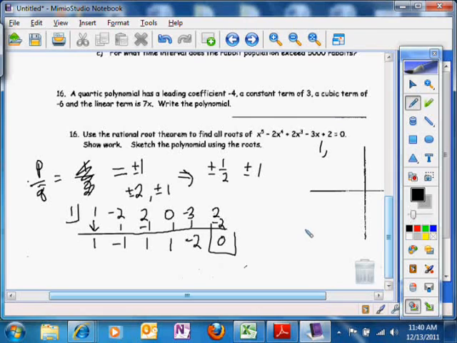What I would probably need to do at this point, especially since I only have 4 possibilities here, a plus and minus half, plus and minus 1, is check for some possible double or triple roots. The way I do that is I take the remaining part here and do my synthetic division again with 1, checking for the possibility of a double root.